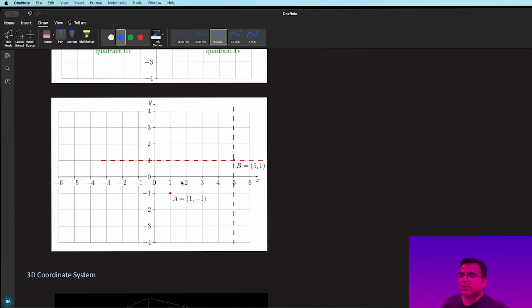Okay, similarly if you see here, I want to plot a point (1, -1). So what I will be doing is drawing a vertical line passing through point 1 on the x-axis, and I will be drawing a horizontal line passing through -1 on the y-axis. Then their point of intersection gives the x and y components. Here the x component will be 1 and the y component will be -1.